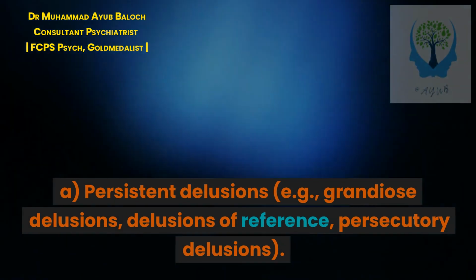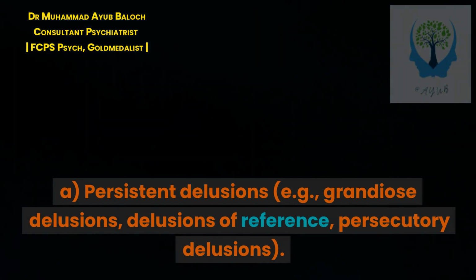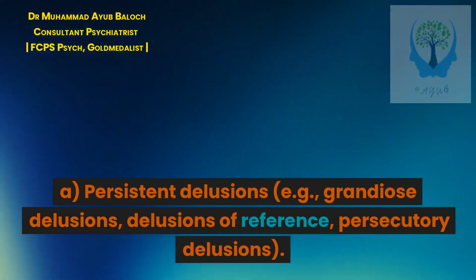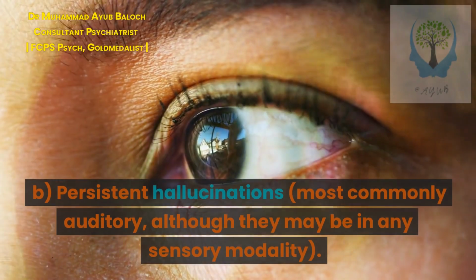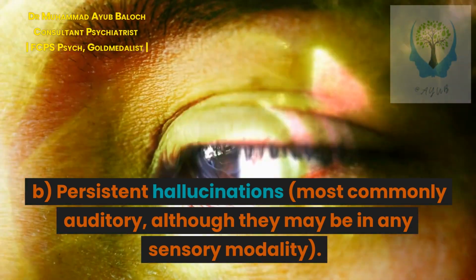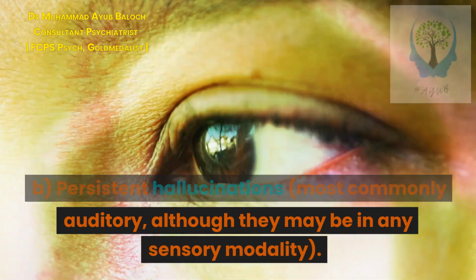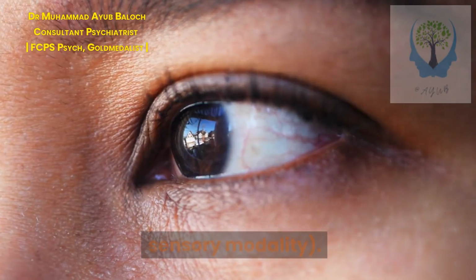A. Persistent delusions, for example, grandiose delusions, delusions of reference, persecutory delusions. B. Persistent hallucinations, most commonly auditory, although they may be in any sensory modality.